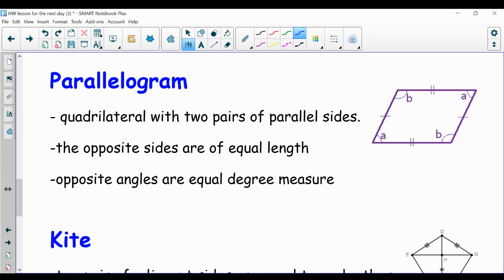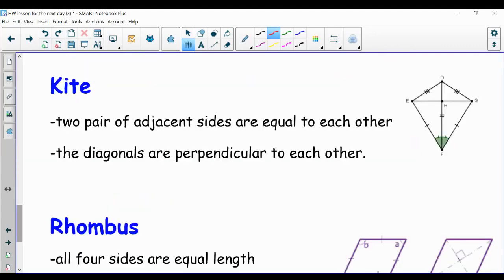And then the last thing is opposite angles are equal degree measure. You see angle A, I have it here on the bottom, and angle A here, they are equal to each other. The opposite angles are equal to each other. Next one is kite. Two pairs of adjacent sides are equal to each other. Adjacent means next to.